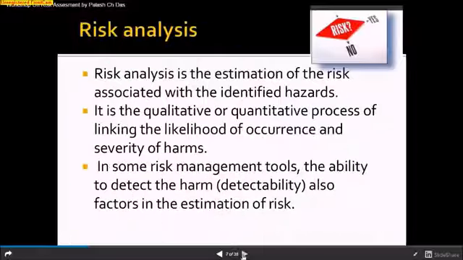So now on slide number 7, it is risk analysis. Risk analysis is the estimation of the risks associated with the identified hazard. It is a qualitative or quantitative process of linking the likelihood of occurrence and severity of harm. In some risk management tools, the ability to detect the harm is also a factor in the estimation of the risks.